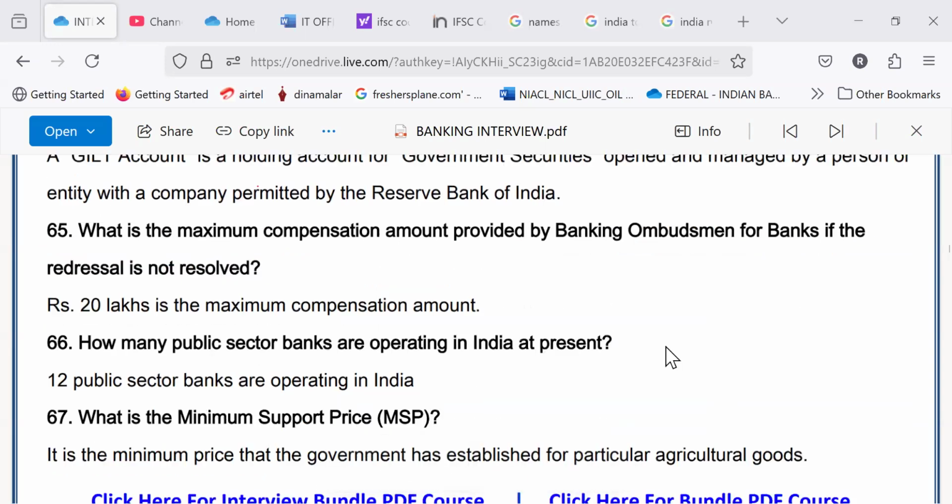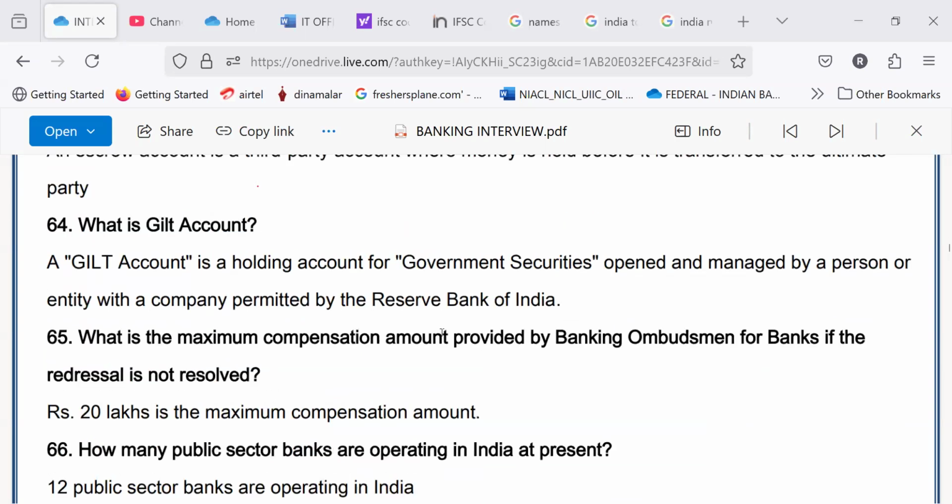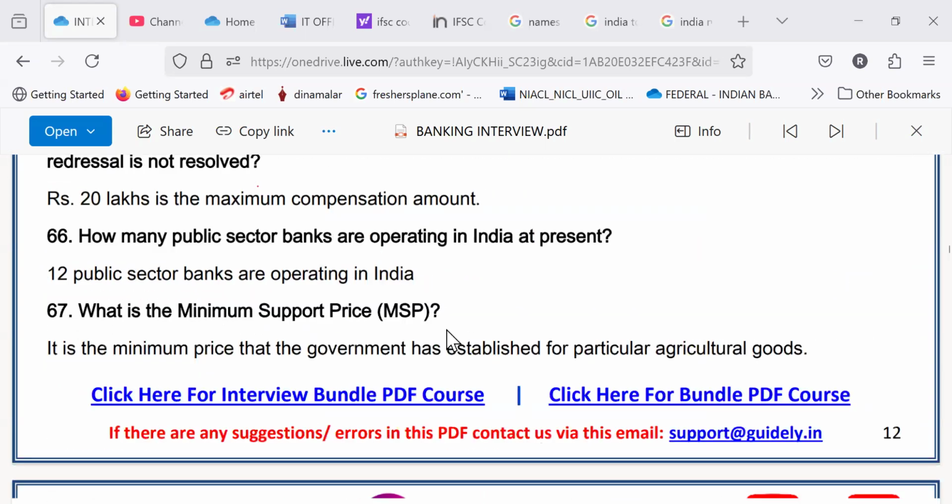What is the maximum compensation amount provided by banking ombudsman for banks if the redressal is not resolved? 20 lakhs is the maximum compensation amount. And for mental agony, another 1 lakh. But that you don't have to mention. Continue. How many public sector banks are operating in India at present? 12 public sector banks are operating in India at present.